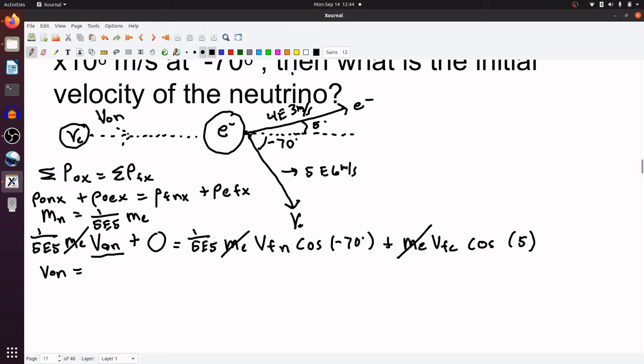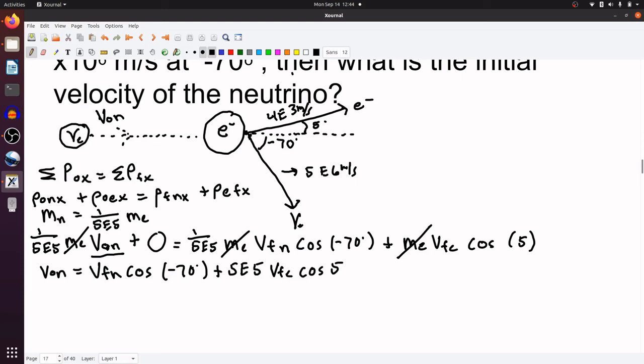So I'm just going to multiply everything by 5e5. That's going to give me v_fn, the final velocity of my neutrino, cosine of negative 70, plus 5e5 v_fe cosine of 5. Okay, so basically, I know what v_fn is, and I can plug that in later, and I will. But for now, I'm just going to leave it there because then it just gets bigger. So we'll stick with that.